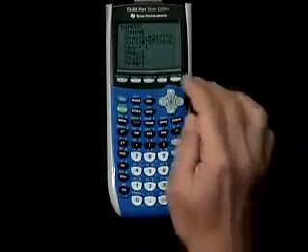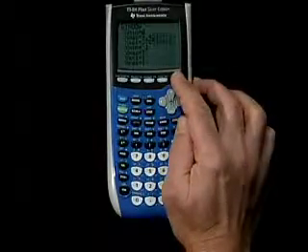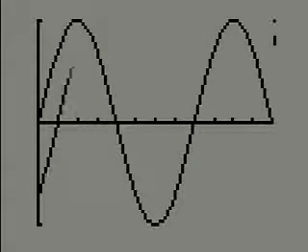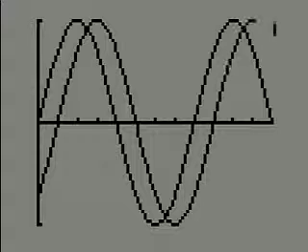Let's press graph now, and you'll see on the curve, first it draws the graph y equals sine x, and then it draws the graph y equals the sine of x minus pi over 4. What you should notice on the graph is that the new graph has been shifted to the right by an amount of pi over 4.